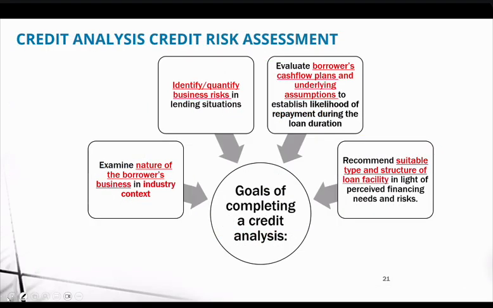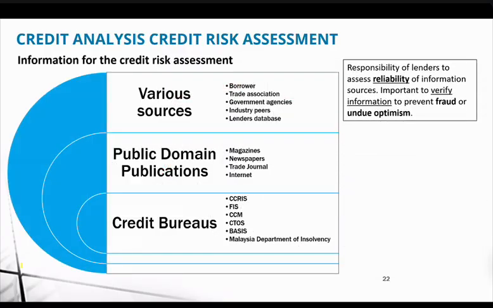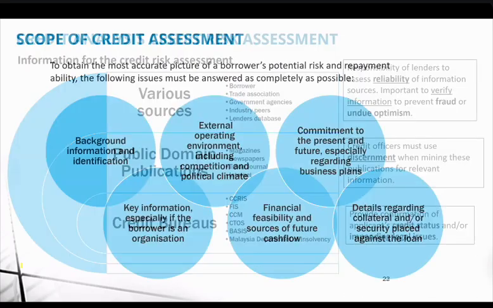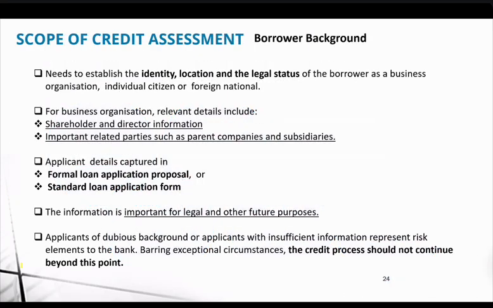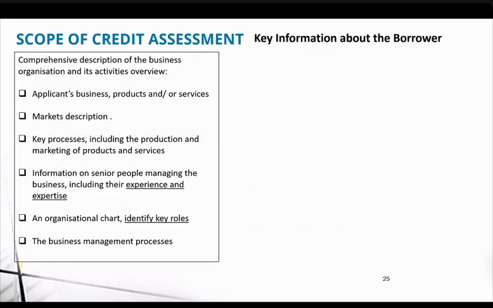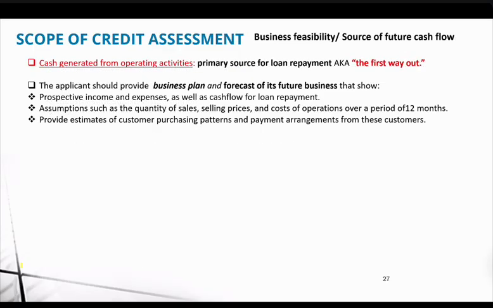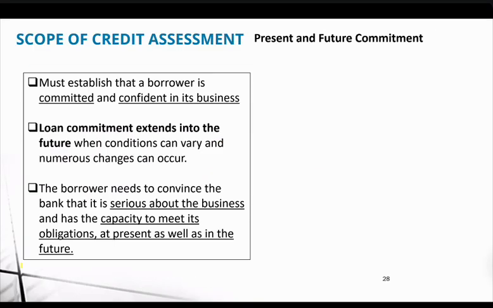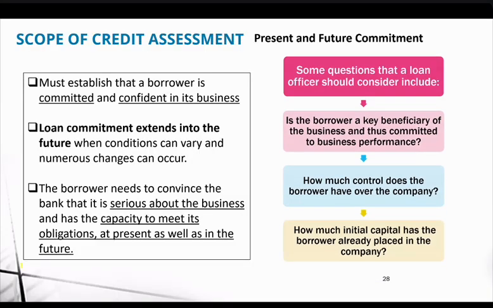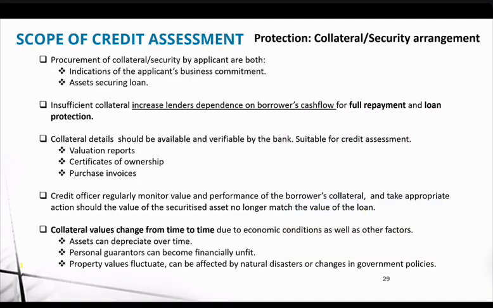The rest of this chapter, honestly, you can read on your own. It's not complicated. This is just where you get information. This one is the scope of credit assessment in terms of the business. This one here is the environment. You do the site visit, and then this is where I mentioned earlier, first way out, get the business plan and forecast. What's the present commitment? What's the future commitment after drawdown? And then the collateral. That's it. That one you can read through on your own, but I wanted to focus more on principles of lending and credit process cycle. That's the more priority topic.